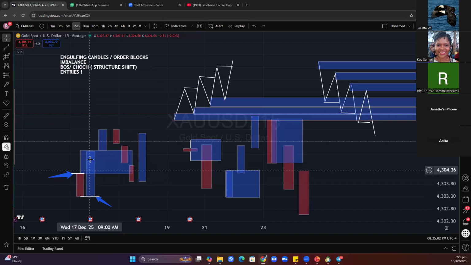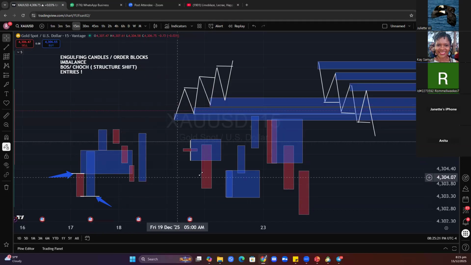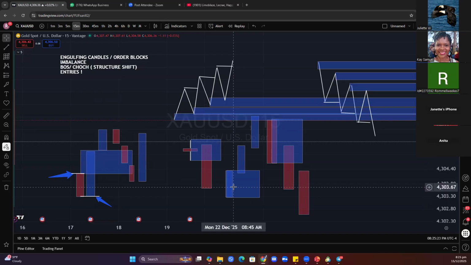You see how it plays its role here. The engulfing candles will create that imbalance. Hope you guys are tying everything together. The engulfing candles create the imbalance in the market. So where you see engulfing candles, trust and believe, more often than not, you're going to see imbalance.